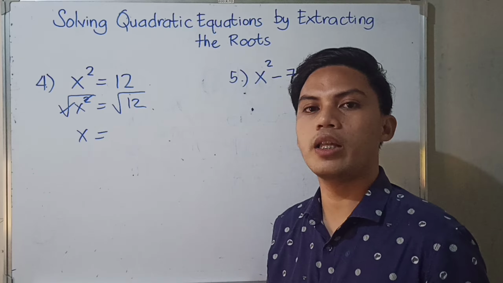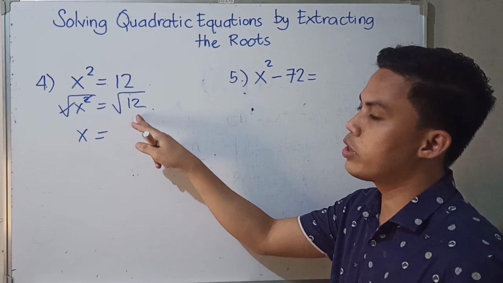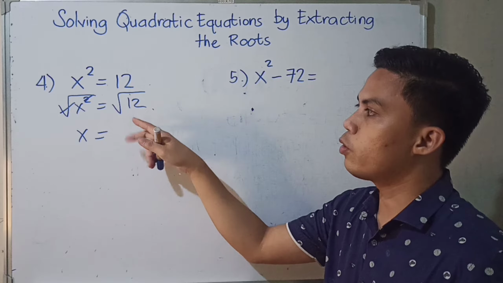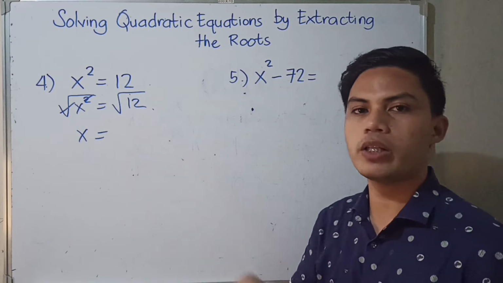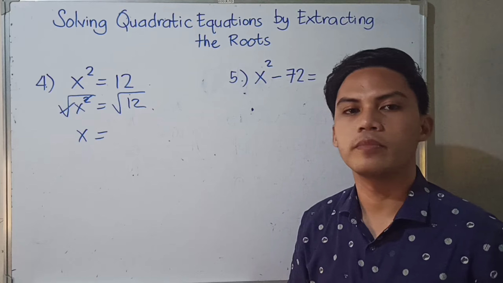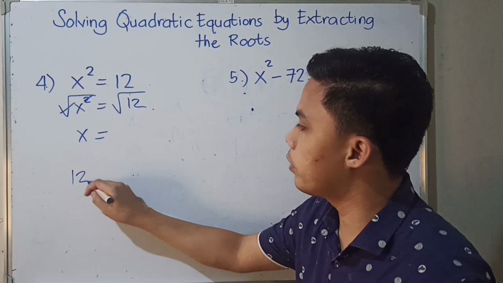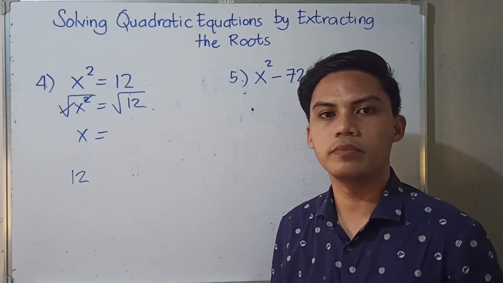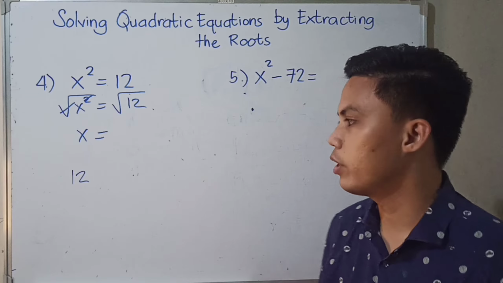Okay, since we are not allowed to use a calculator, so how are we going to simplify this one or how are we going to get the square root of 12? So kung mapapansin natin, si 12 is not a perfect square. So paano natin siya i-simplify? Okay? Ang first step is to get all the possible factors of 12. Okay? Doon tayo focus muna sa mga positive factors.